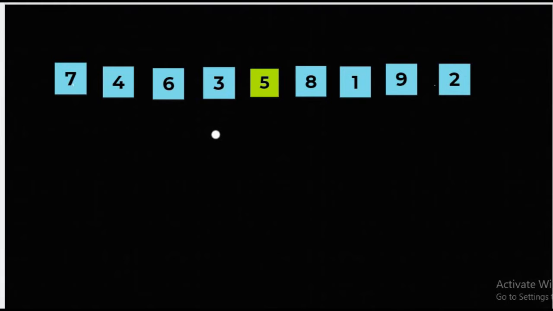Now we'll see an example. Here I have taken some elements: 7 4 6 3 5 8 1 9 2. There are 9 elements. Now what does quicksort actually do? Quicksort basically selects a pivot element. You can select any element as the pivot. Then it partitions the array in such a way that all the elements lesser than the pivot are on the left hand side of the pivot, while all the elements greater than the pivot are on the right hand side.